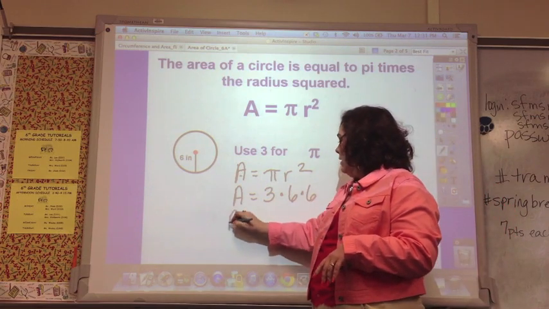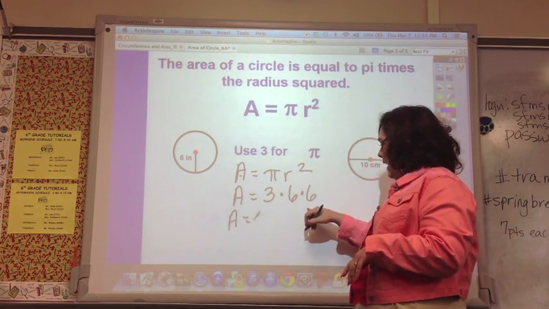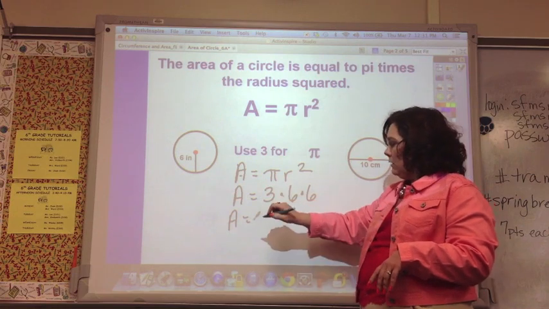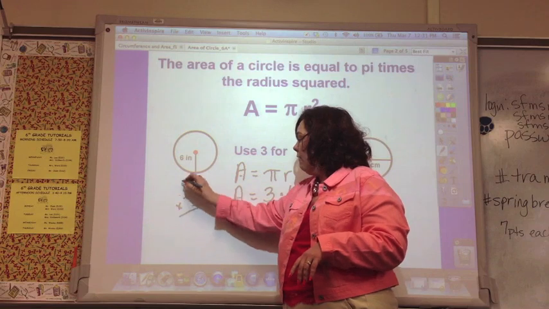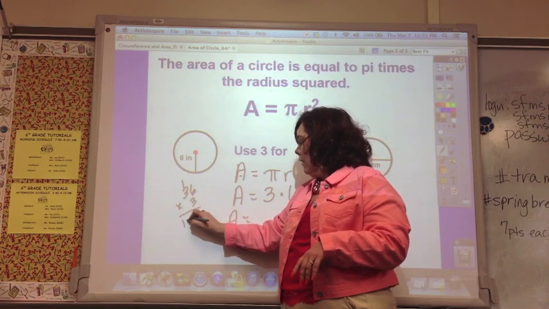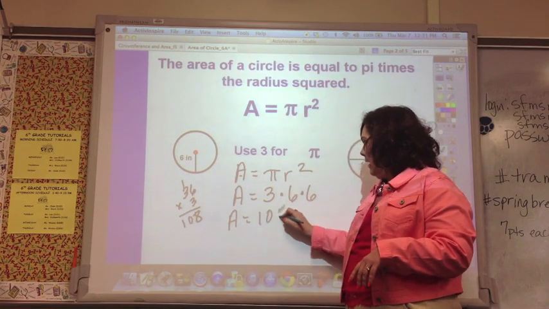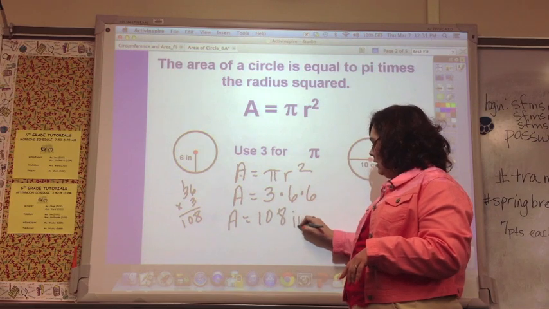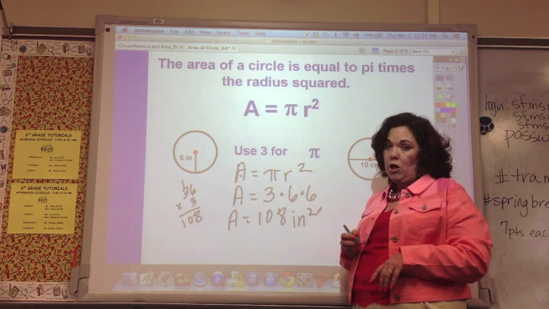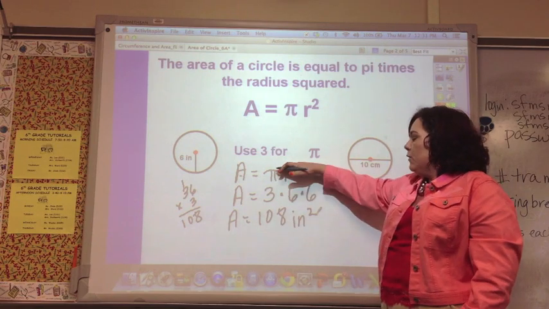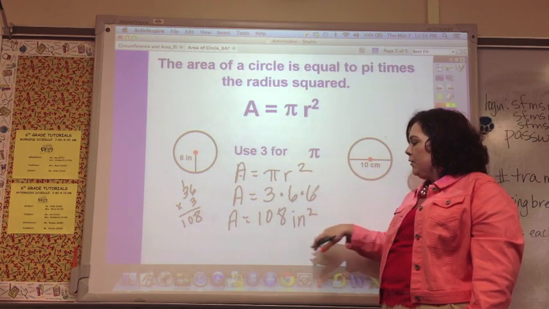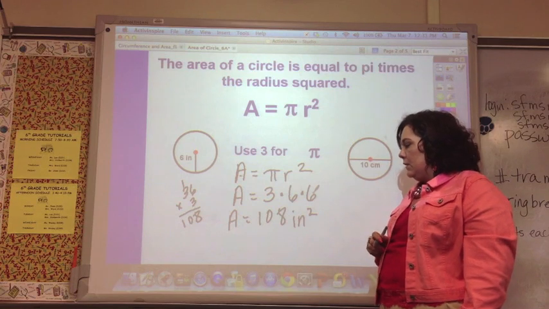So A equals 36 times 3, and this involves a lot of multiplication, is 108, and it's inches, and it's squared because it's area. We're looking at the area. So write the formula, substitute in the numbers, and write the answer.